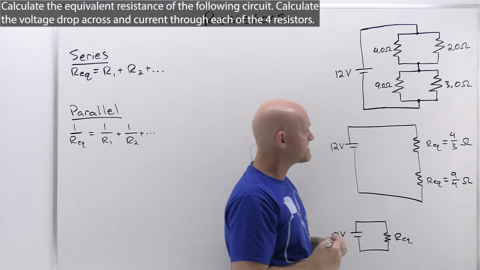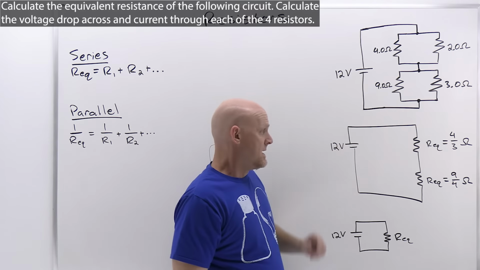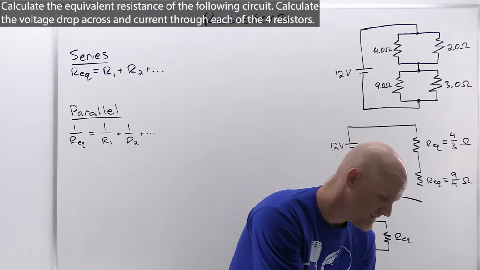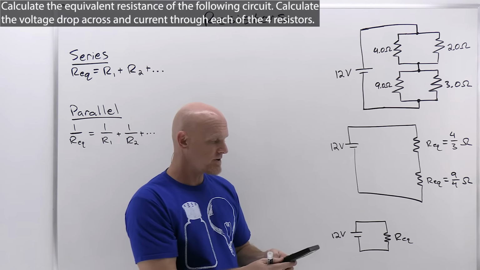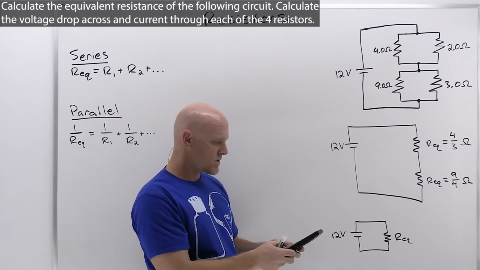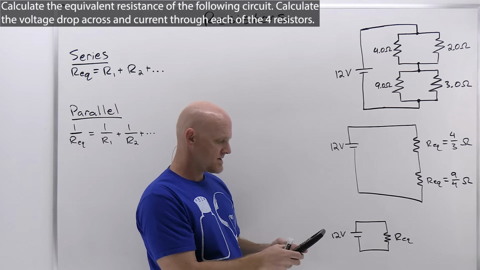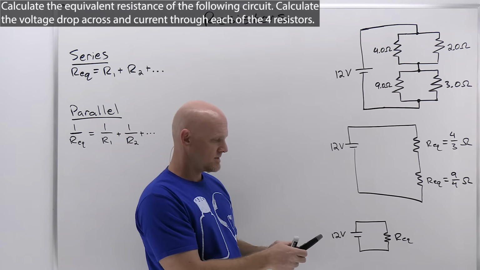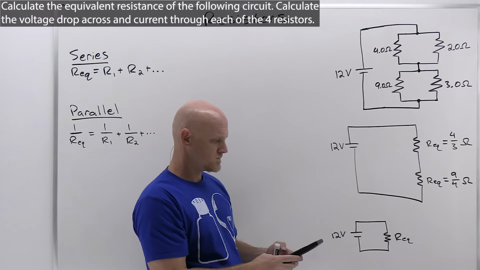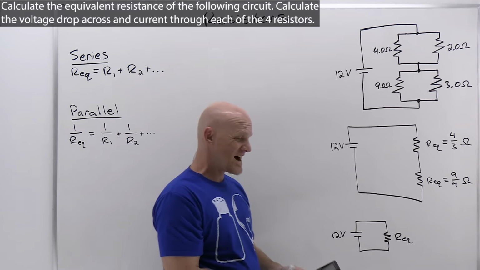In this case, 4/3 plus 9/4. We could get common denominators and everything, but I'm just going to let our calculator do the heavy lifting for us. So 4/3 plus 9/4 is going to get us 3.58.